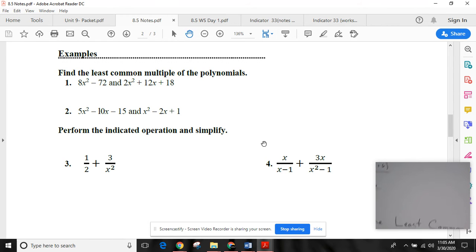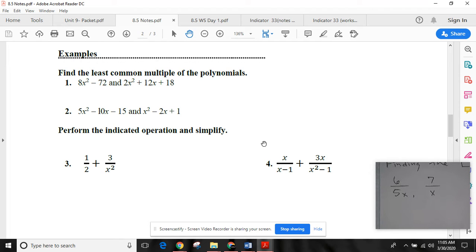Next thing we'll be doing would be looking for the least common denominator. These are a little bit more challenging. This is going to be like numbers 4 through 9 off your worksheet on section 8.5 day 1. We are going to do a couple of these off your notes, but I did create a couple new ones for you as well that you might want to jot down.